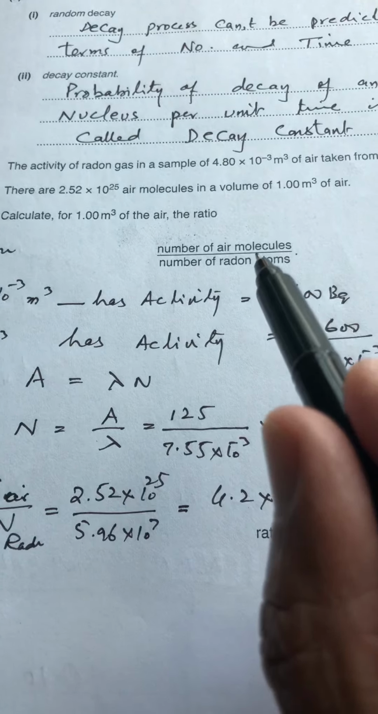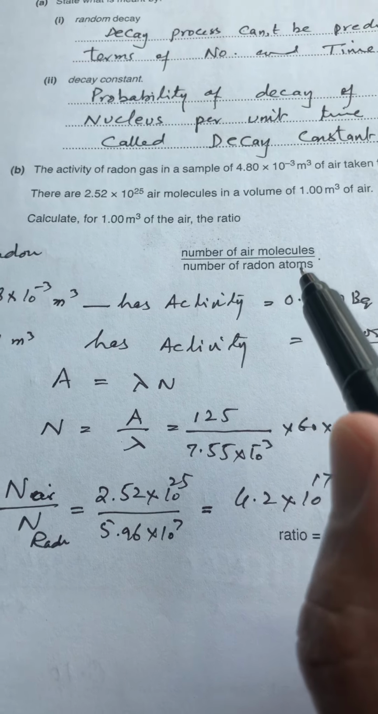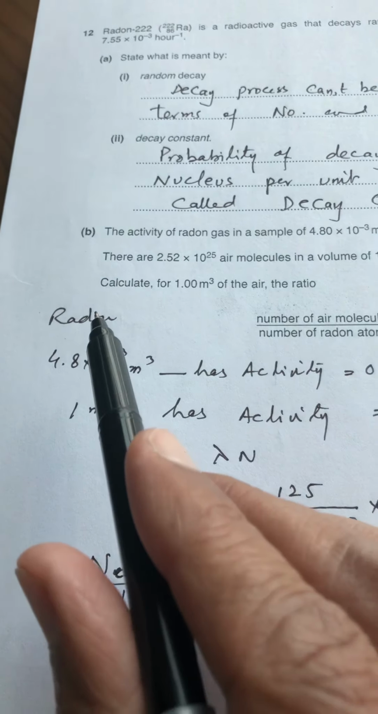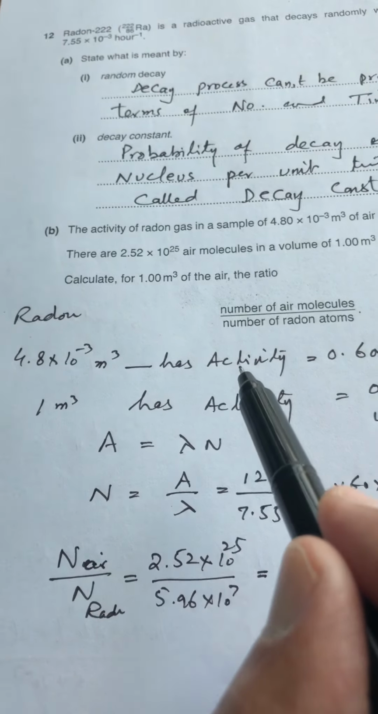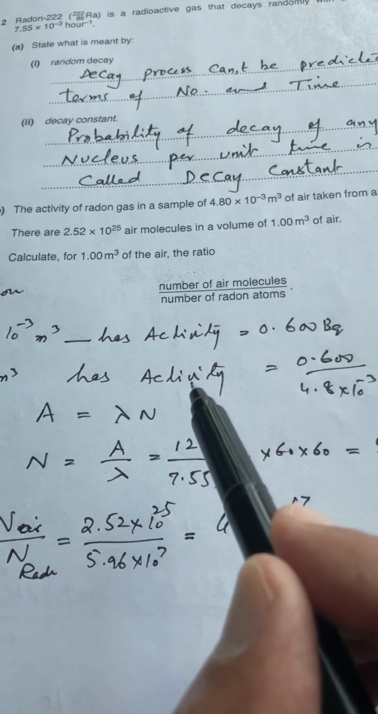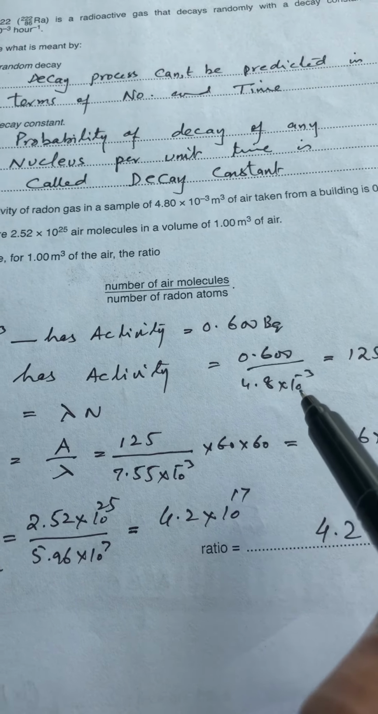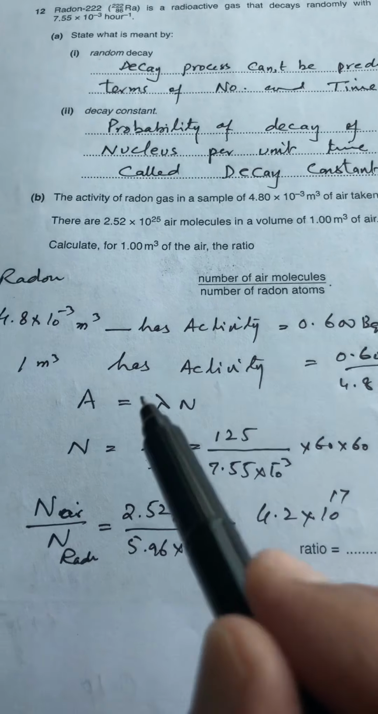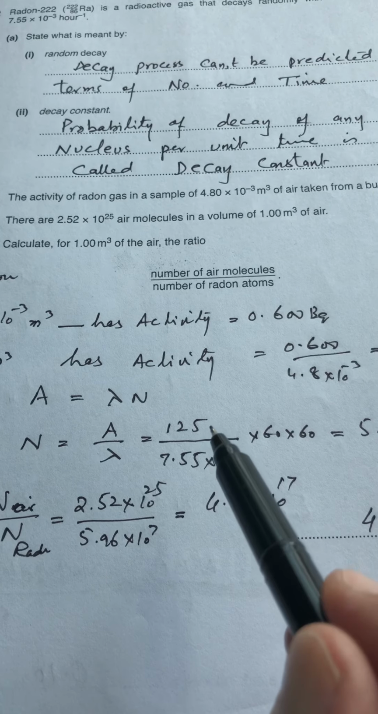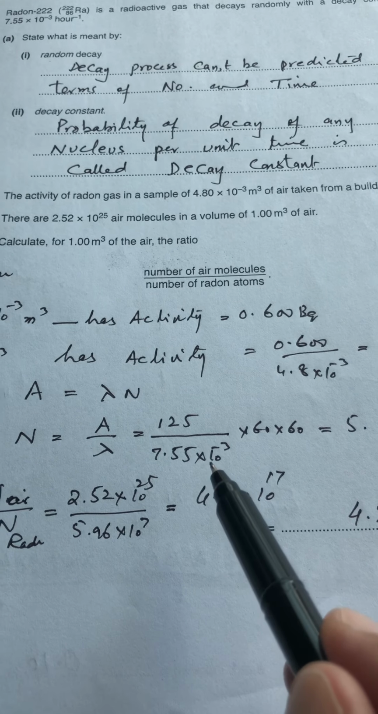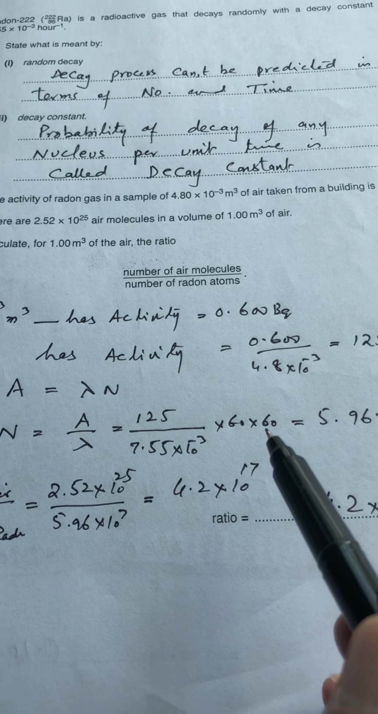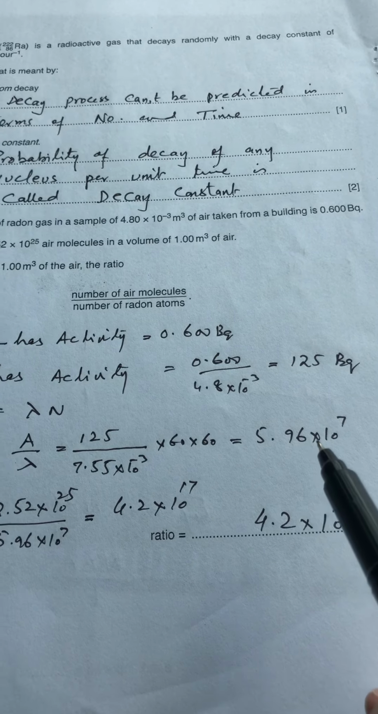Next question is the number of air molecules divided by the number of radon molecules. Look, for the radon, this volume has this much activity. So 1 meter cube of the radon will have activity 0.6 divided by 4.8 times 10 power 125. Now activity is equal to lambda N, so N will be activity over lambda. So 12.5 divided by this lambda decay constant, right? Multiply by 60 into 60 because we have to convert it into seconds. So it's 5.96 times 10 power lambda.